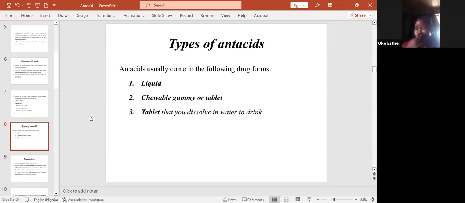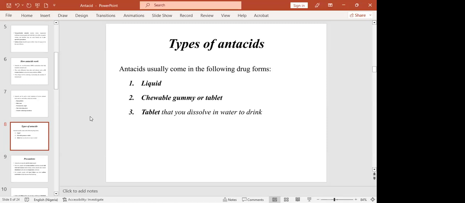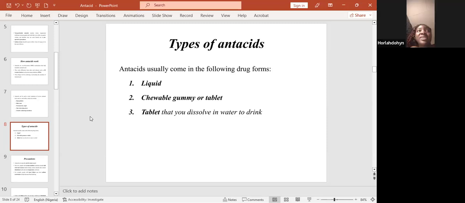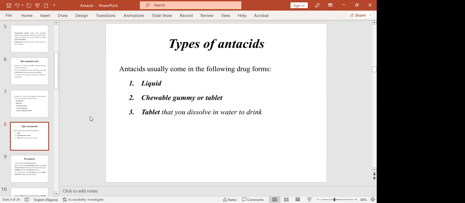Jealousy. So that's big tablets now that people used to fake and say they have stomach pain in primary school. Everybody should know it now. That tastes like peppermint. Danacid, yes. Danacid, jealousy, all of them like that. So those are examples. Okay, so it could be liquid, it could be chewable gummy, or tablet. It could be tablets that dissolve in water to drink. So there are some you just put in water, it dissolves, and you swallow it.